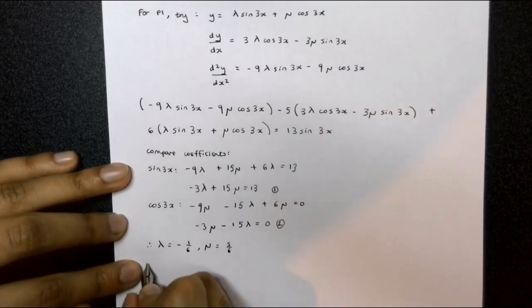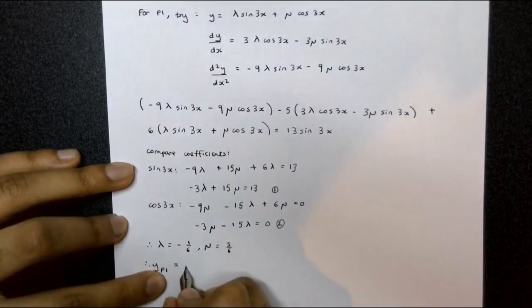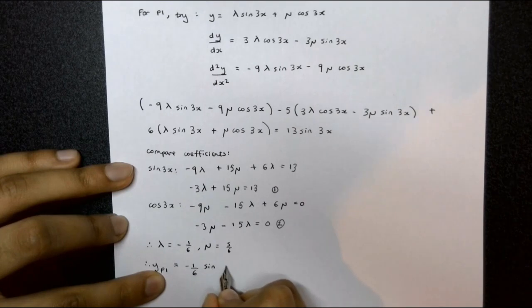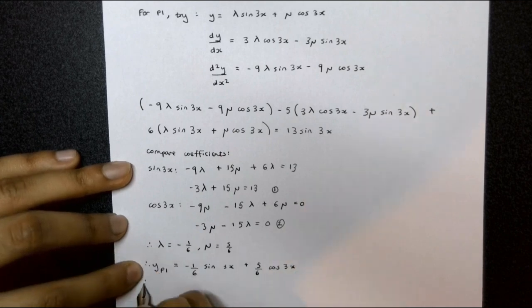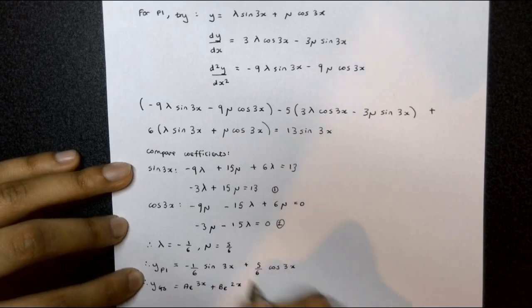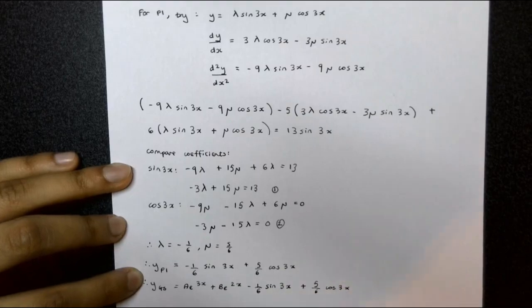So with this we can conclude, for our particular integral, we've got minus 1/6 times by the sine of 3x plus 5/6 times by the cosine of 3x, and therefore for our general solution we have a e to the 3x plus b e to the 2x minus 1/6 times by the sine of 3x plus 5/6 times by the cosine of 3x.